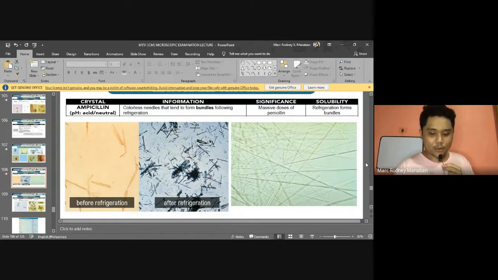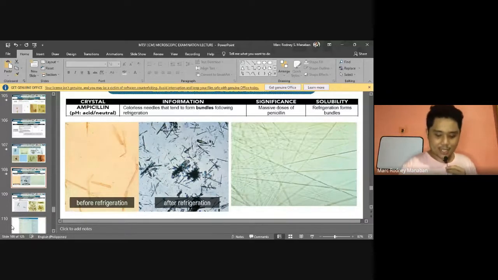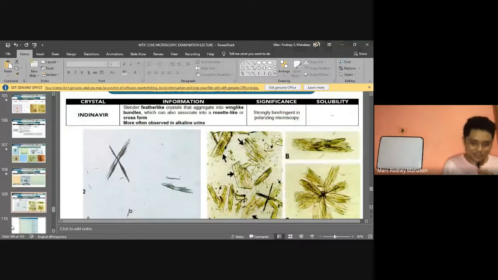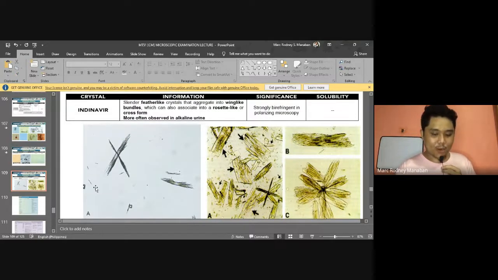So colorless needles, the same before refrigeration, but after refrigeration they become more numerous. And then, of course, needles. Colorless needles that form bundles, again, after refrigeration. So again, the significance is if the patient has taken penicillin. Alright? So that's an antibiotic. And the last is, of course, Indinavir. Okay. Indinavir is an antiviral together with acyclovir. Alright? And these crystals, again, will precipitate and may look like wings or feather-like crystals, or rosette forms.